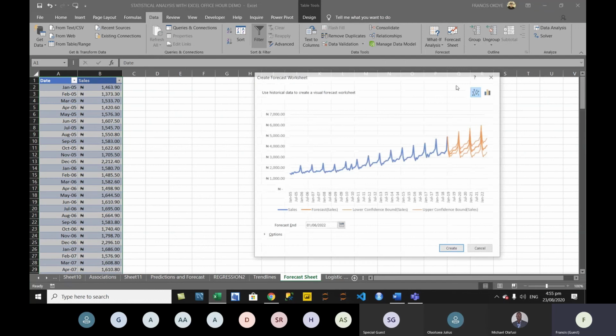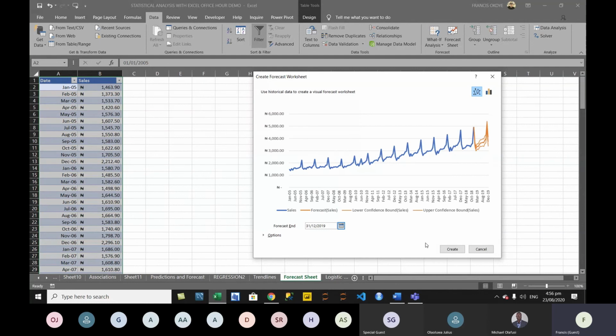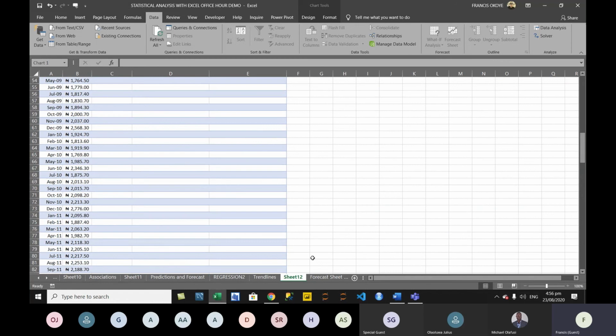So if I click on my forecast sheet, automatically it will forecast for me, but now it's forecasting up to 2022. Please take note, this is an estimate. The longer your forecast period, the more unrealistic it is and the less reliable it's going to be. So the shorter your forecasting period, the better. So in this case, we are going to take December 2019, and click OK. And there's our forecast sheet, there's our forecast, and this is our data. That's our forecast data, and this is our range. So that's our forecast sheet.